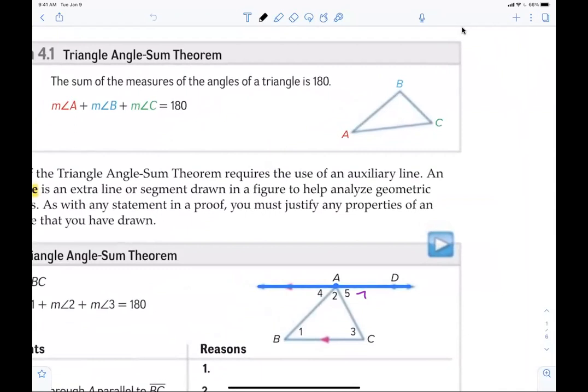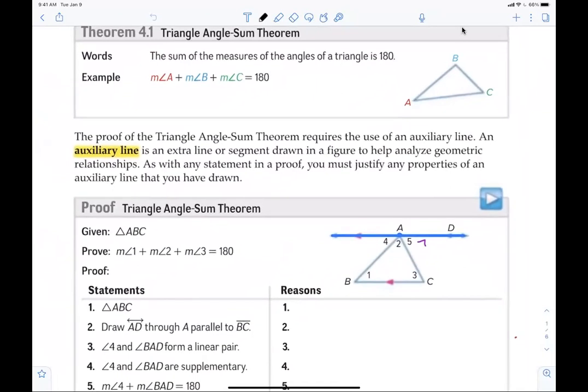So down here, they mentioned something called an auxiliary line. Don't be confused by that. An auxiliary line is just something that is being added to the proof, so you can do the actual proof itself. You can draw any triangle and you can easily prove that the interior angles of the triangle add up to 180 degrees.